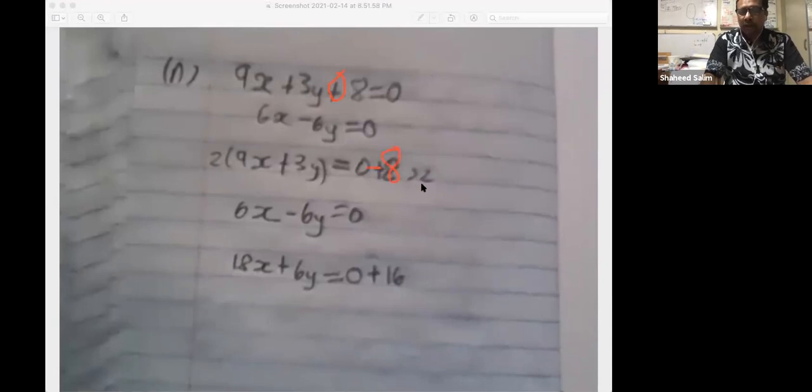Then you times 2, right? Become minus 16. So down here, 2 times 9, 18x. 3 times 2, 6y, correct? Minus 8 times 2 is minus 16. So now you got it ready. Now you bring this down here. This is now the equation.